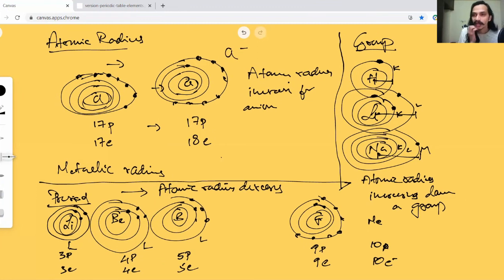Cations are smaller than the atom and anions are larger than the atom. So that's it for today. We have talked about atomic radius, which is one of the variants.